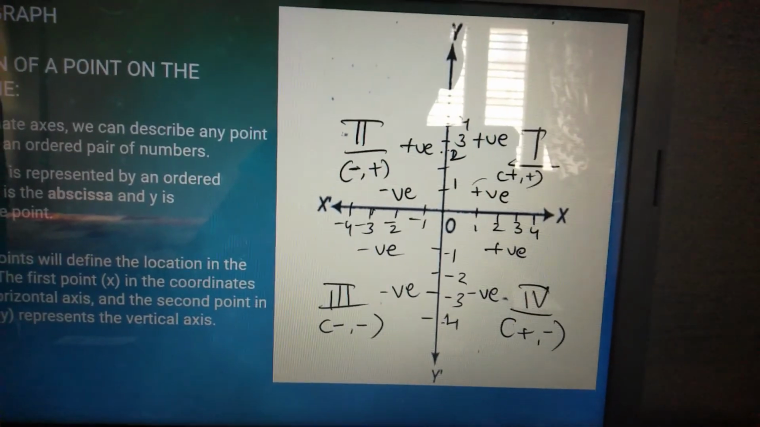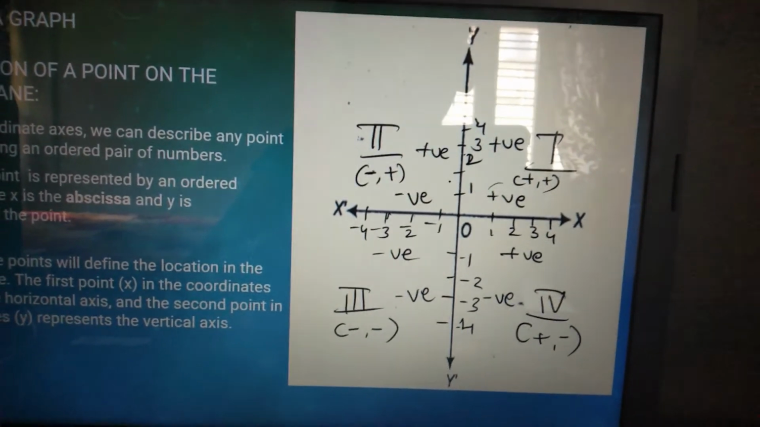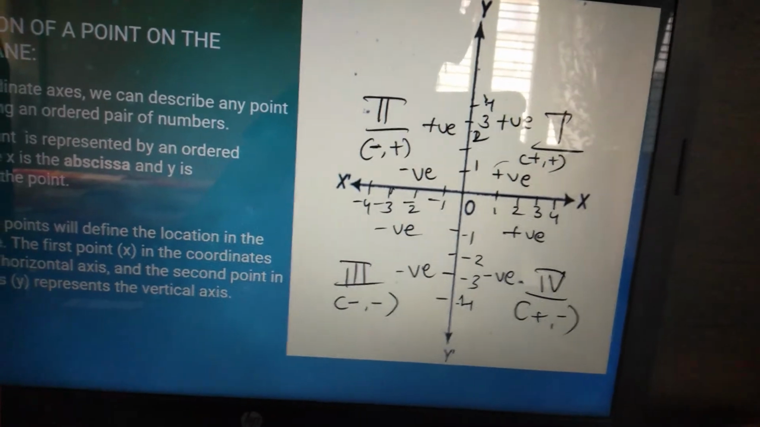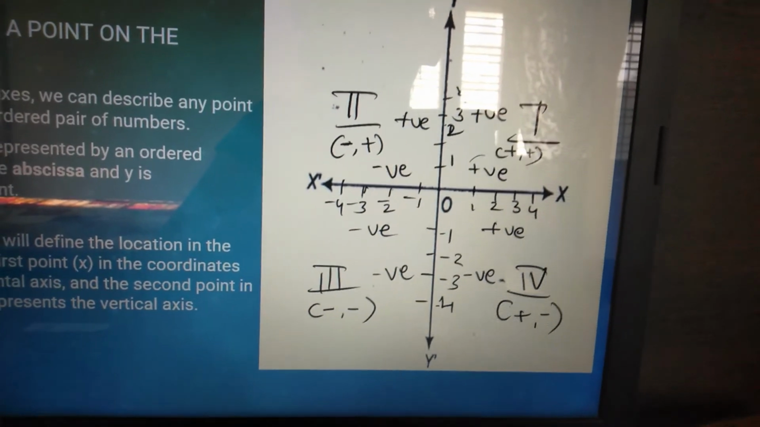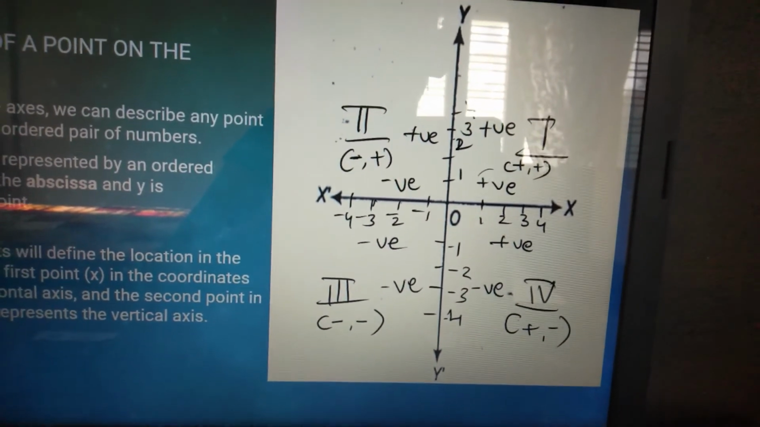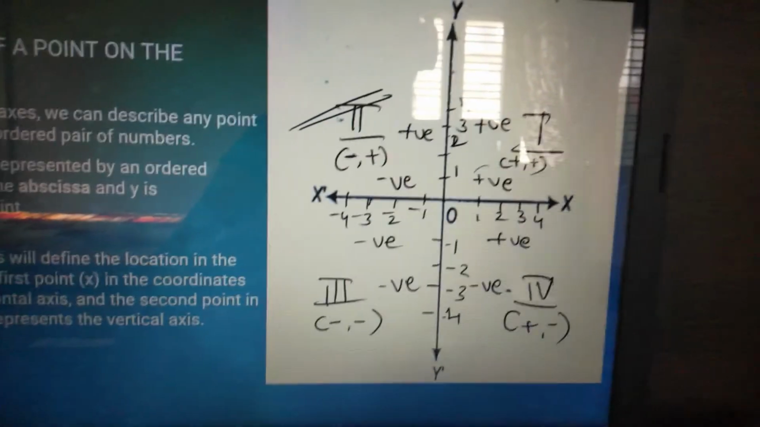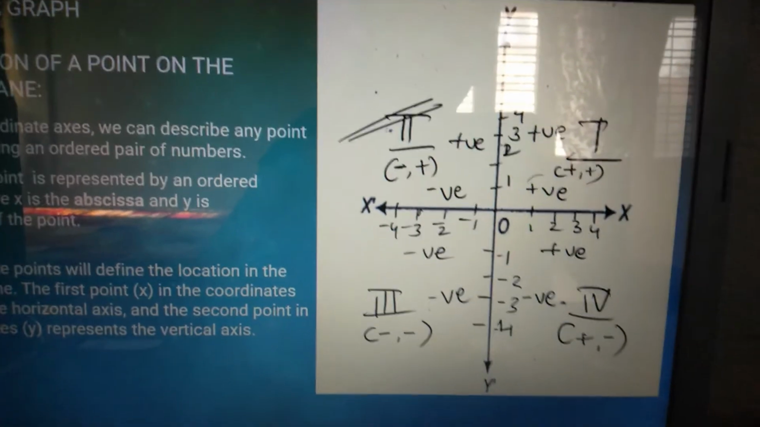I'm sure as you keep plotting graphs, you will immediately remember the signs, and it's very important to know the coordinate quadrants' signs. Why? Because in the exam they can ask what is the sign of the coordinates of the second quadrant. If you're not able to remember, just plot it and then you can write down the signs. You don't need to feel ashamed that you're not able to remember.